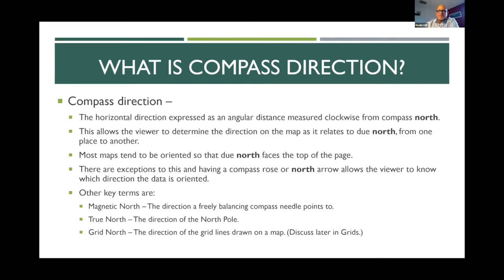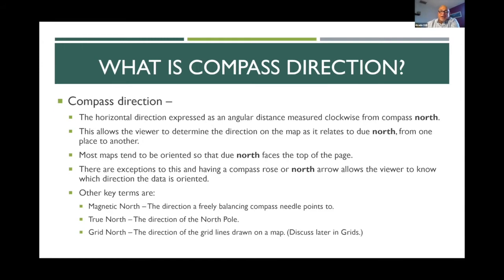There's a lot of physics involved with that, and we don't really need to know it. We just need to know when we identify on a map what magnetic north is. That is the direction in which a free balance compass needle will point. And we can use magnetic north because it's very close to true north. True north is the direction to the North Pole.